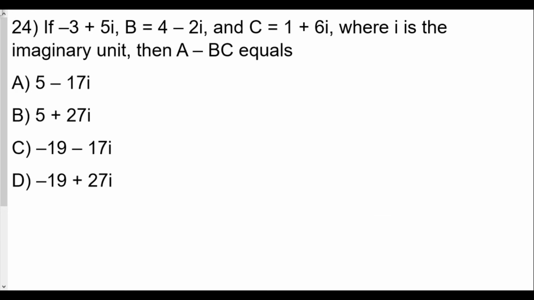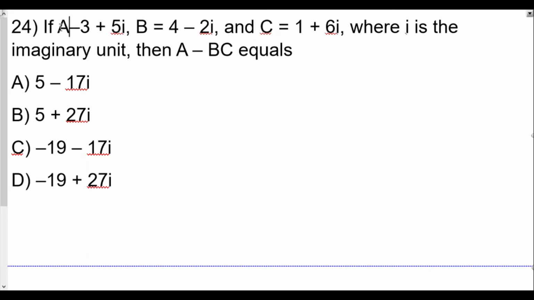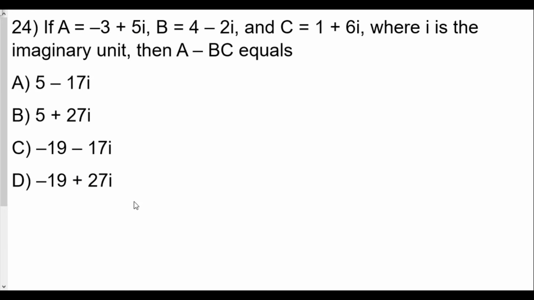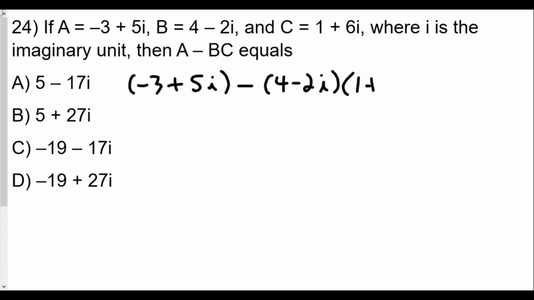Number 24. It should be A equals negative 3 plus 5i. So sorry, everybody, this is on the fly. There we go. So if A equals negative 3 plus 5i, and B equals 4 minus 2i, and C equals 1 plus 6i, where i is the imaginary unit, then A minus BC equals, well, we're going to replace A with negative 3 plus 5i. That's A. And then we'll replace B with 4 minus 2i, and C with 1 plus 6i.